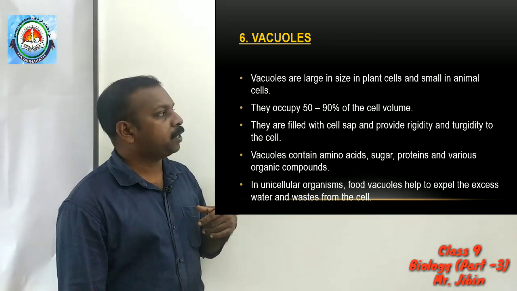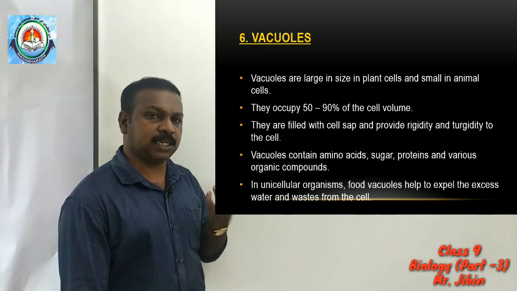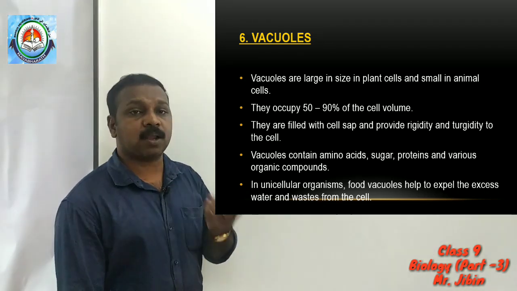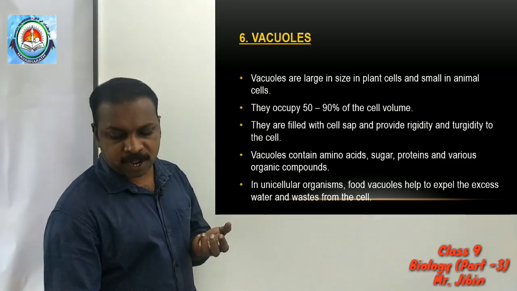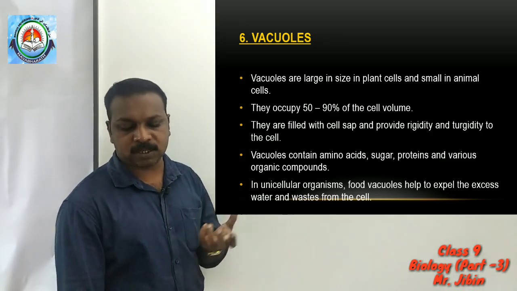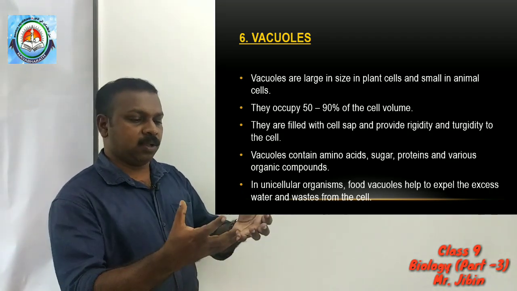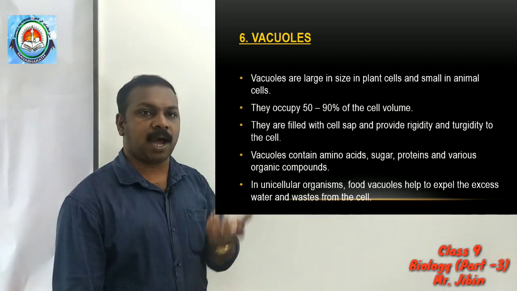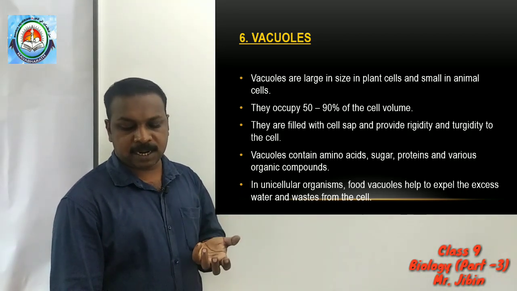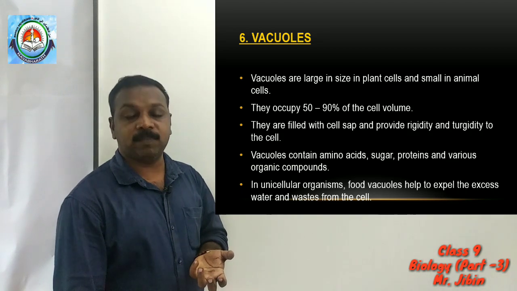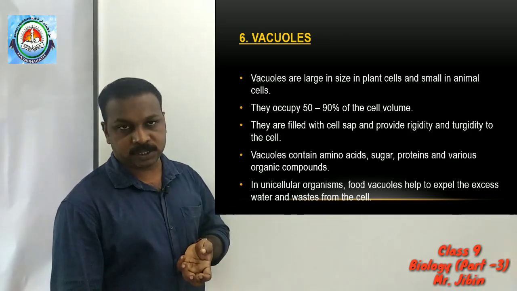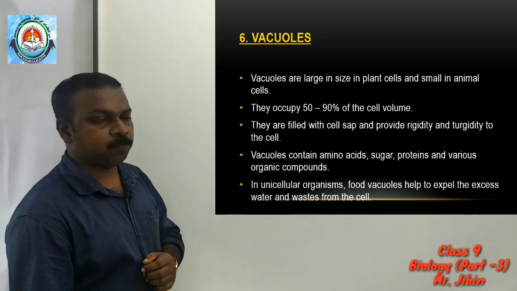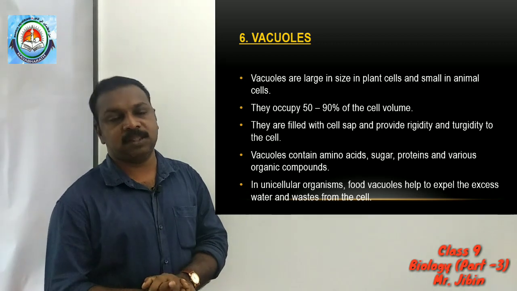These are the contents. In unicellular organisms, as we discussed before, like amoeba and paramecium, they have a food vacuole. And this food vacuole helps to expel the excess water and waste from them. Once they absorb water along with the food, this water is released out of the cell with the help of the vacuole. That is the use of the vacuole in unicellular organisms. Okay, these are the main points described in this chapter.